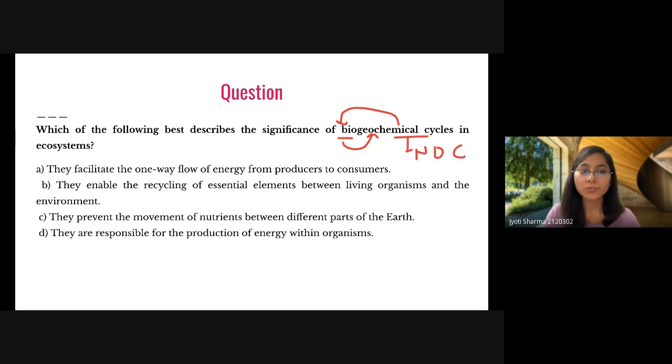So we have four options. A: They facilitate the one-way flow of energy from producer to consumer. B: They enable the recycling of essential elements between living organisms and the environment. C: They prevent the movement of nutrients between different parts of the earth. And D: They are responsible for the production of energy within organisms.